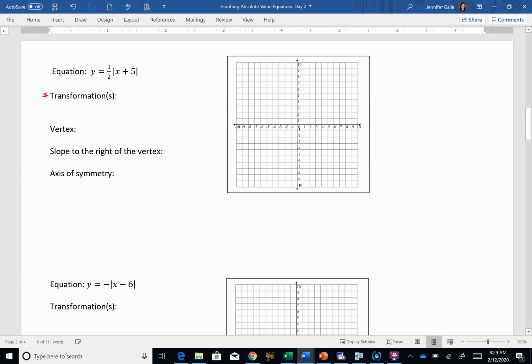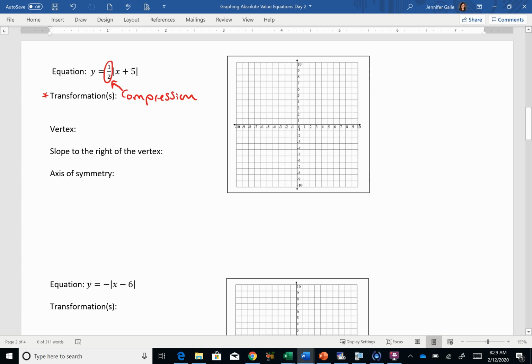Now, when it says transformations, those are things like reflection, stretch, compression, moving right, moving left. I always work my way left to right. The first thing I come across is a 1/2 in front of the absolute value bars. So that's the a value when we just summarized. That value is smaller than 1. So we're going to have a compression. That number is smaller than 1.